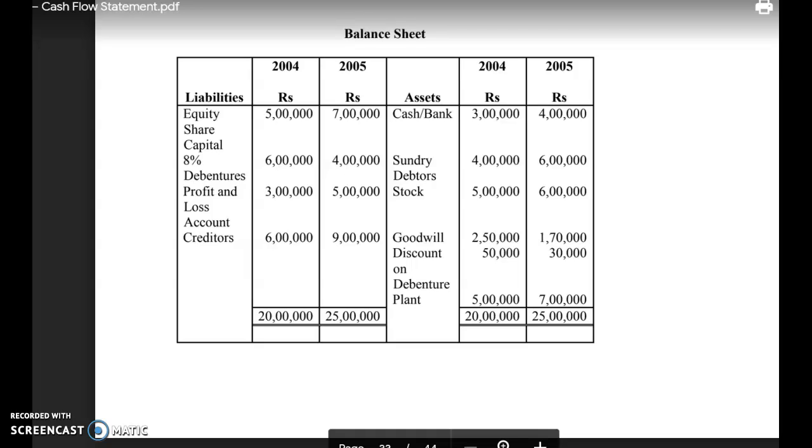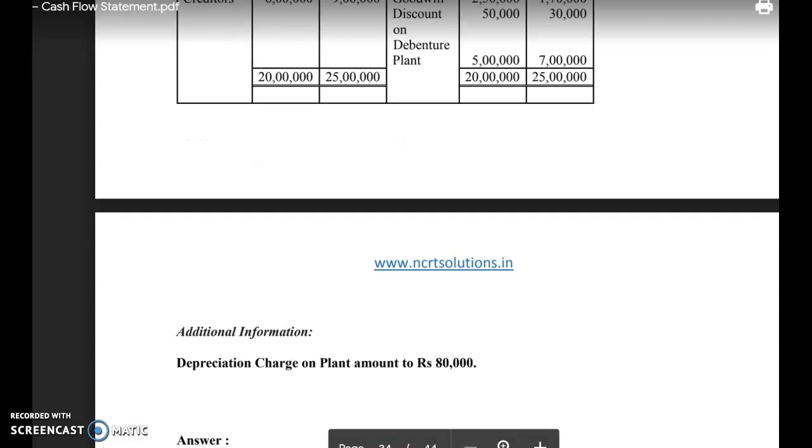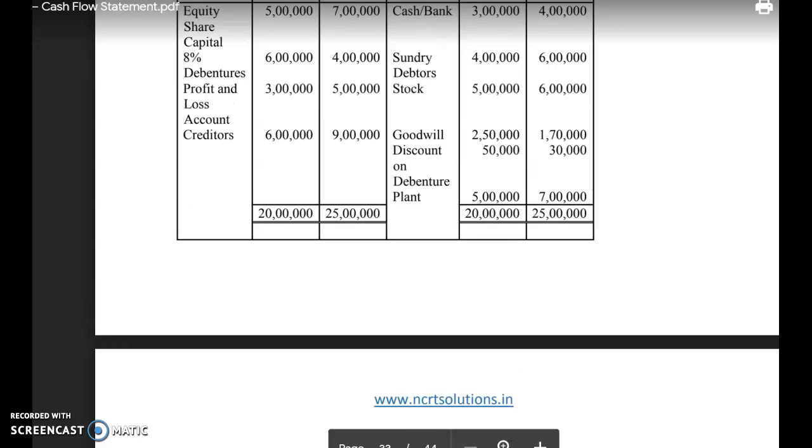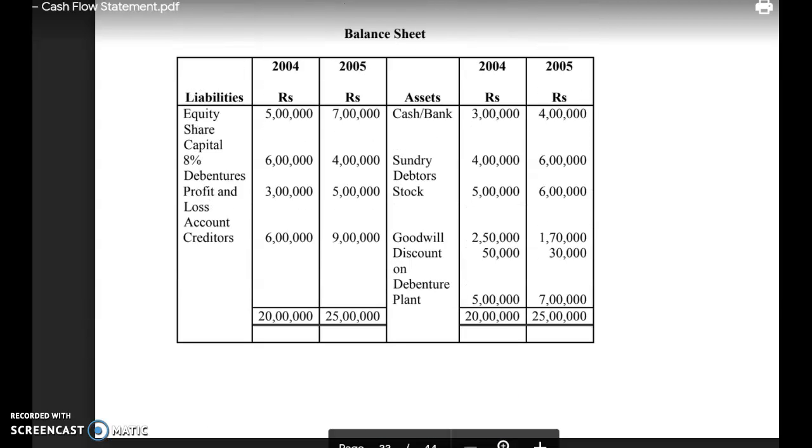Then only one piece of additional information is given, that is relating to the depreciation on plant amounted to rupees 80,000. So how will this question be solved? Dear students, you all know we have to solve this question in three individual parts, that is, calculation of cash from operating activities, cash from investing activities, and cash from financing activities, and then we have to make the conclusion with cash and cash equivalents here.